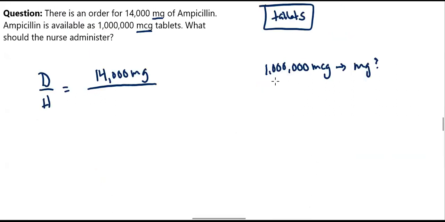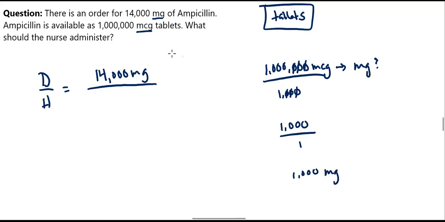So that means I need to take this and divide by 1,000 to convert it into milligrams. And I can cross off zeros just to save myself a little bit of time. And I end up with 1,000. Technically, I end up with 1,000 divided by 1, but anything divided by 1 doesn't change. So looks like I end up with 1,000 milligrams.